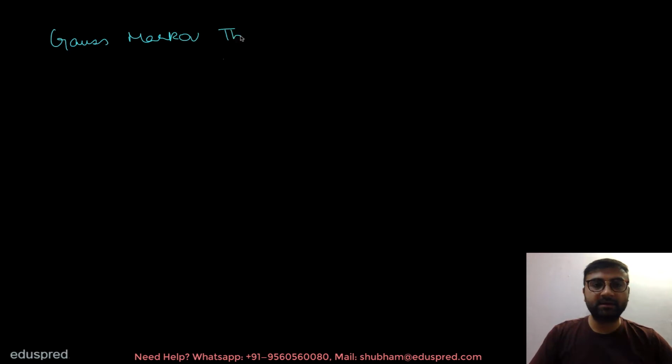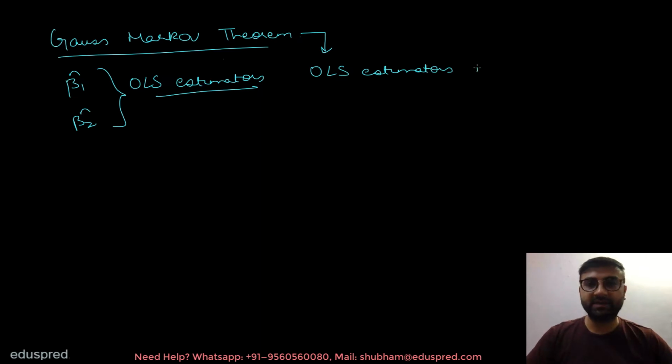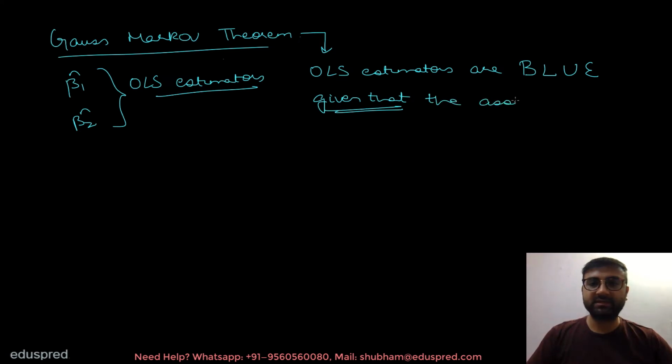The estimators that we have are beta 1 hat and beta 2 hat, and because we find the estimators using the method of OLS, we can also call them OLS estimators. Now, as per the Gauss-Markov theorem, the OLS estimators, that is beta 1 hat and beta 2 hat, are BLUE, given that, and this is important, the assumptions are satisfied.